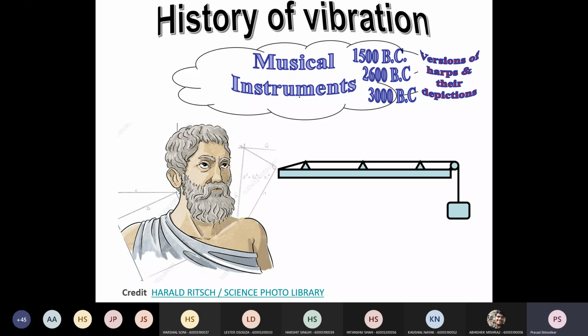musical instruments. As you can see, there is an instrument called the harp, and various versions of the harp have been developed over a period of years, starting from 1500 BC to 3000 BC. You can find many versions in museums, and they are also depicted on ancient architecture such as Egyptian tombs.